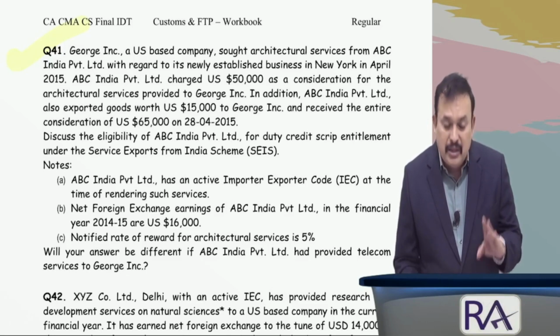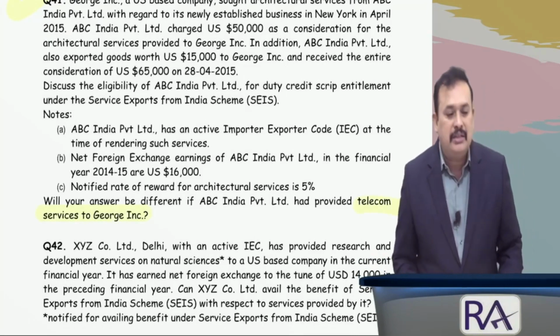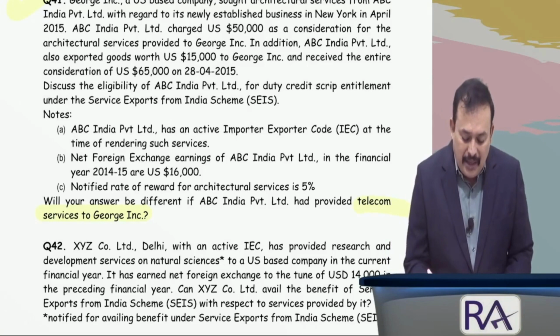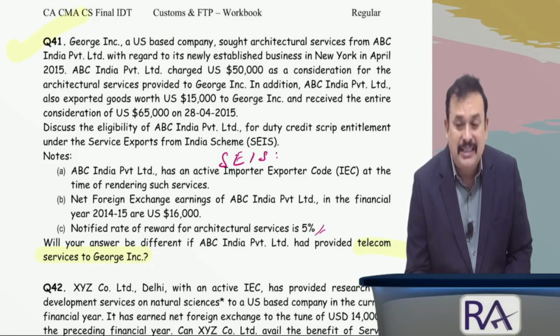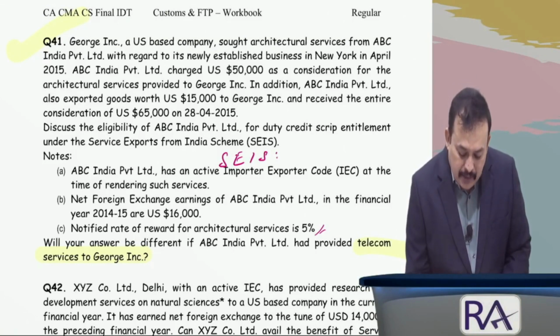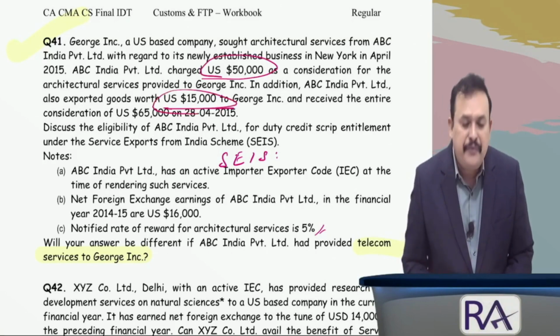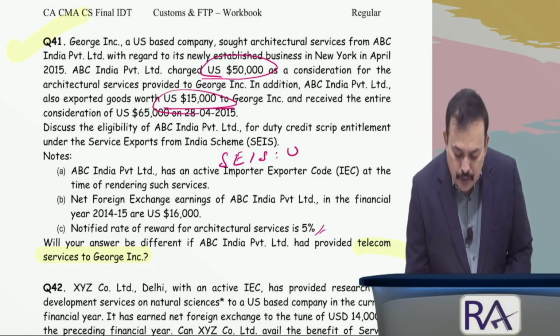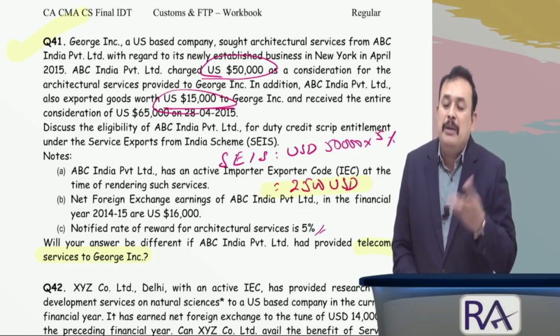Your answer will be different if ABC India Private Limited had provided telecom services to George Incorporation. First you tell me, what is my reward percentage here? 5%. So SEIS will be calculated on the net foreign exchange earnings. How much did you earn here? Services, $50,000 only will qualify. This should not be added; $15,000 for supply of goods should not be added. Therefore, USD 50,000 multiplied by 5% is equal to how much? Reward amount: 2,500 USD only. I do not know the exchange rate, so I cannot multiply. If it is given, I will multiply by the exchange rate.